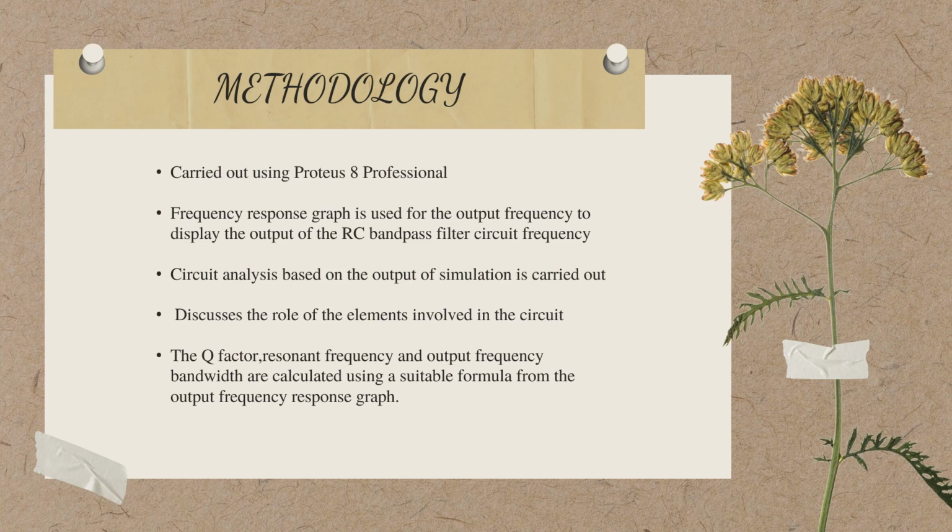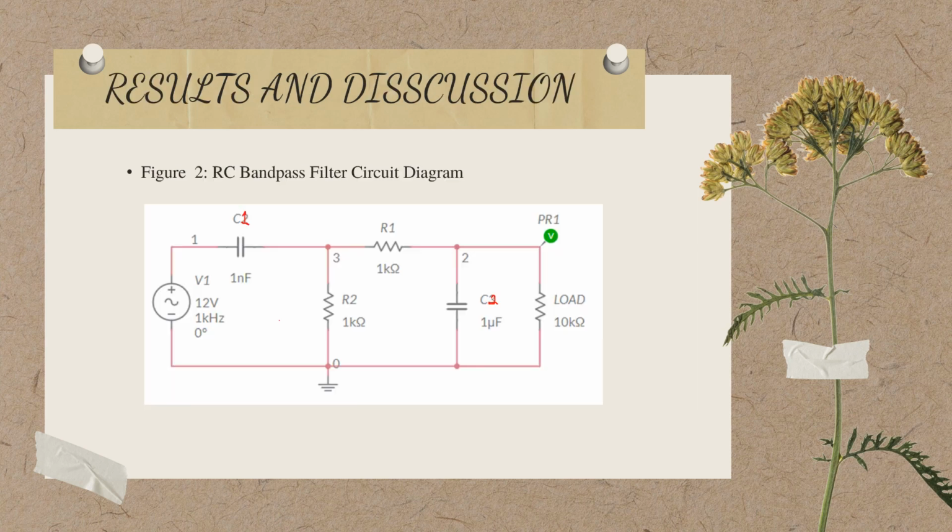A frequency response graph is also used to display the output frequency of the RC bandpass filter circuit. Finally, circuit analysis based on the output of the simulation is carried out. It discusses the role of the elements involved in the circuit, and for the Q factor, resonant frequency and output frequency bandwidth are calculated using a suitable formula from the output frequency response graph.